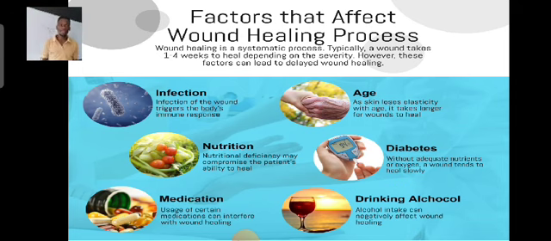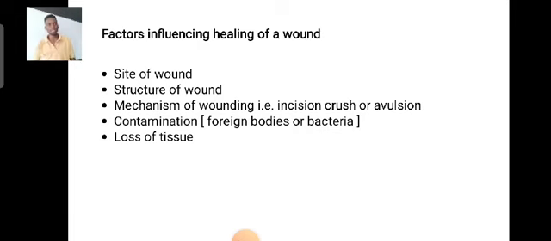So, what are the factors that affect wound healing? There are infectious causes, nutritional causes, medication causes, drinking alcohol, diabetes, and age. But before that, let's just mention the factors, then I'll discuss each one. Site of wound: it depends on the site of the wound, whether it is in an open place or a place mainly wet with water. Structure of the wound, mechanism of the wound, whether it is incised or avulsion, contamination, loss of tissue.